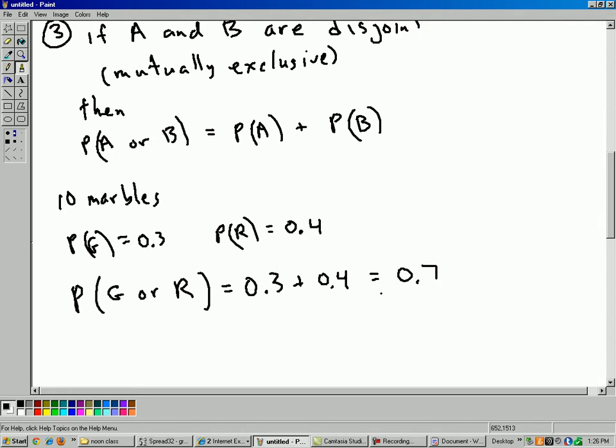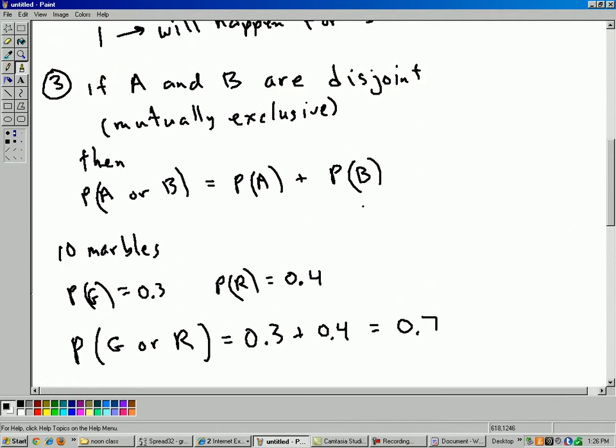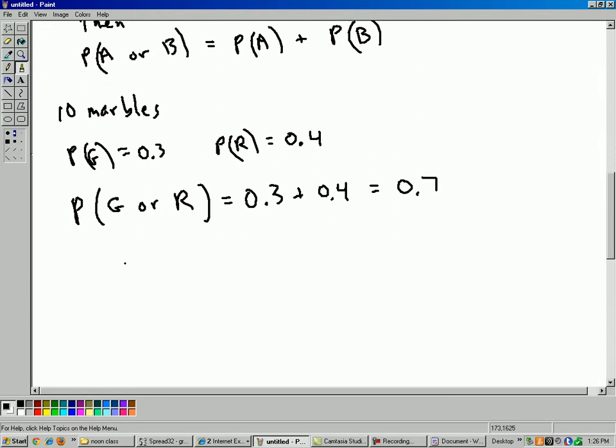Which makes sense, because if you have 3 green marbles and 4 red marbles, you've got 7 marbles that are either green or red. And so that's 7 out of 10. Now this is assuming that there's no marbles that are both green and red, like green and red striped or something. Then you can just add them together. All right, so that's rule 3. If A and B are disjoint, then the probability of A or B is equal to the probability of A plus the probability of B.